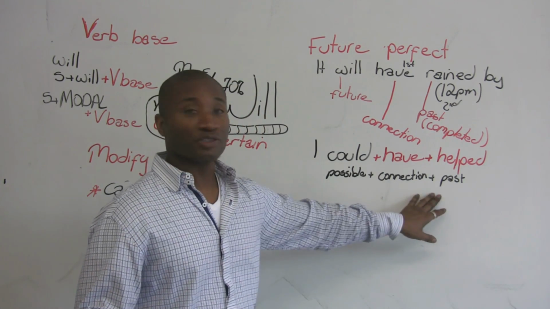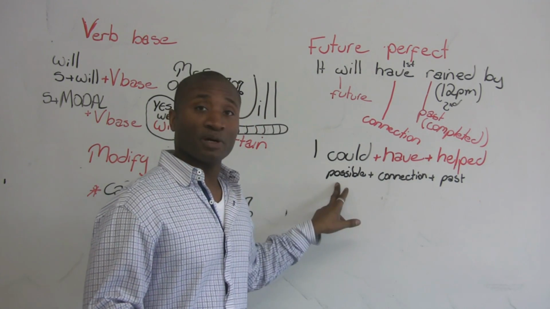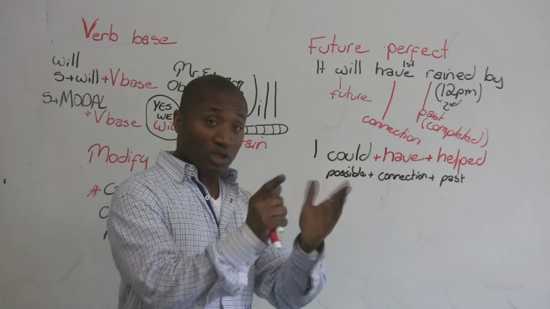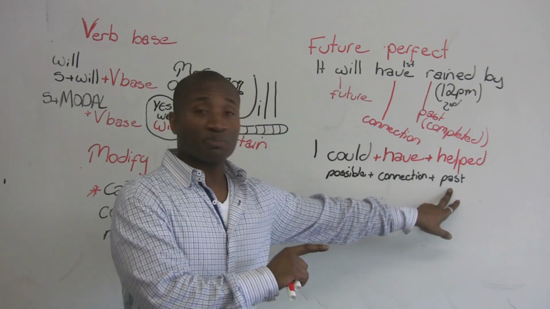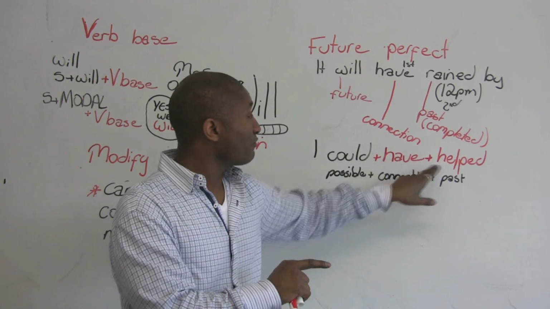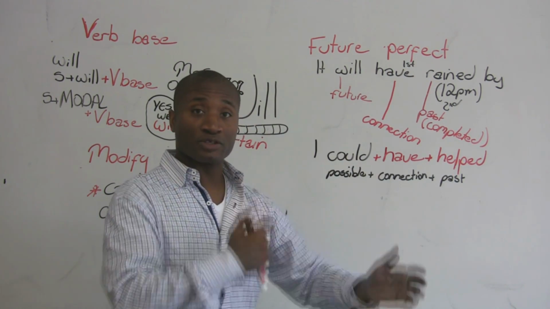Possible connection to the past. So what I'm saying is the possibility is past. They're connected, only that it was possible at one time, yesterday, it was possible, but now that is past. Okay? So we use have to show, just as we did here, how it's connected to the past.